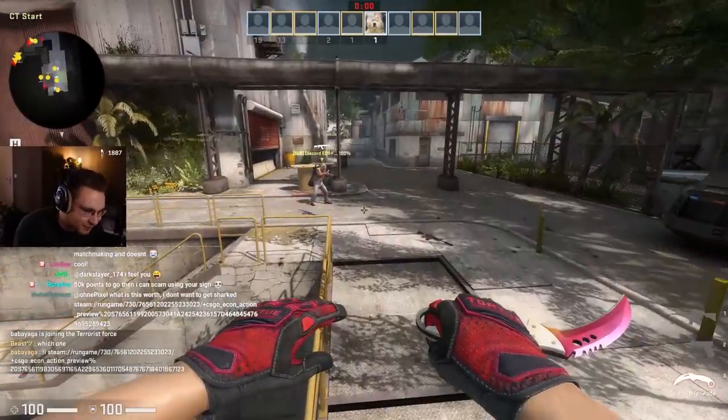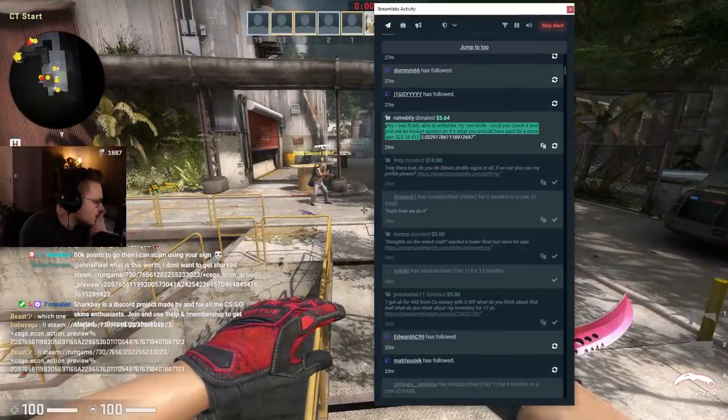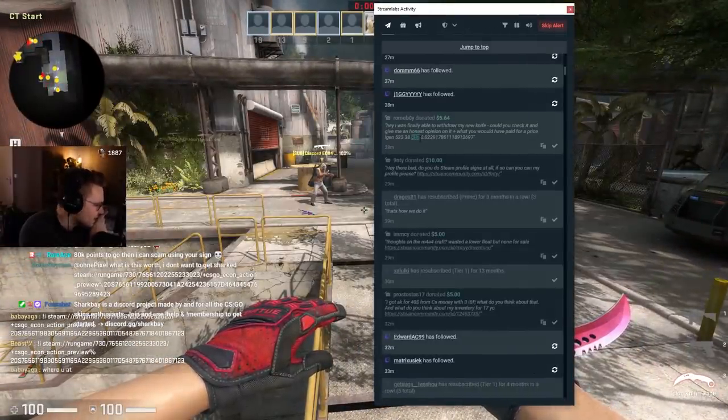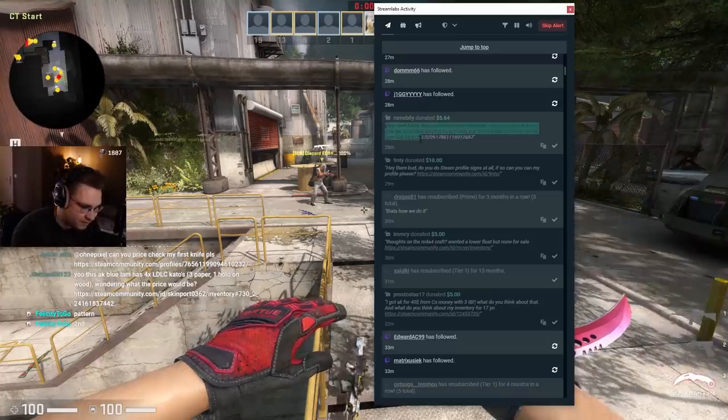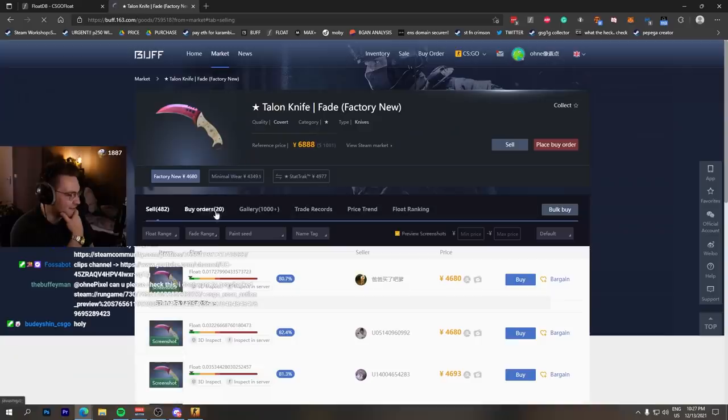I don't know anything. Wait, I do. Oh. Is this the pattern index? Because this would be 100% fade. It's 412. That is pretty sick.